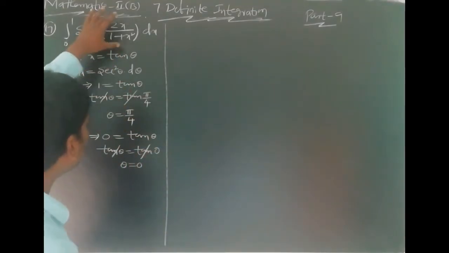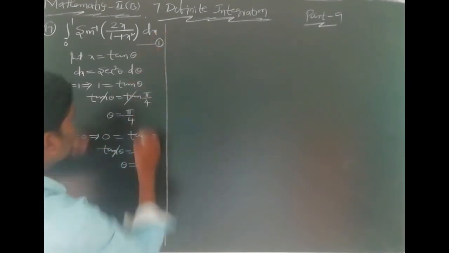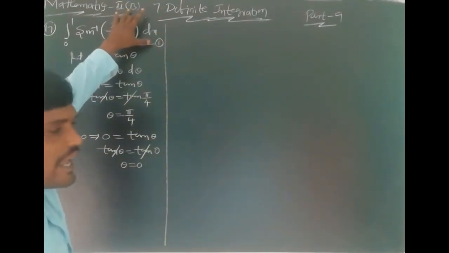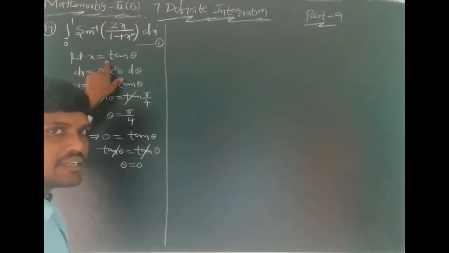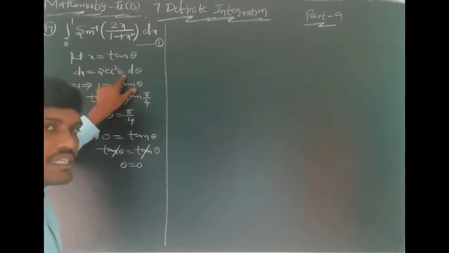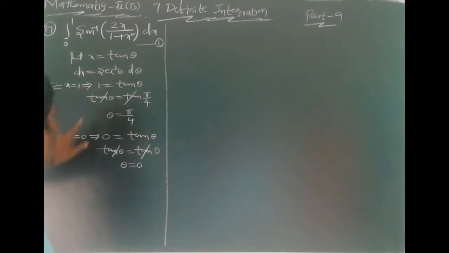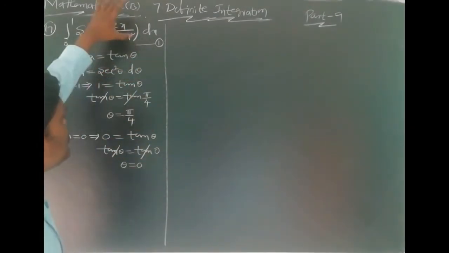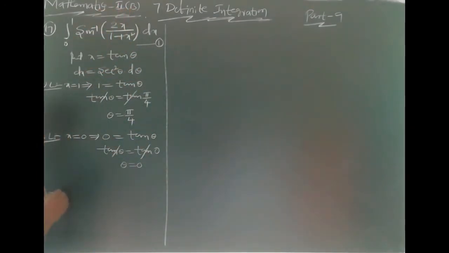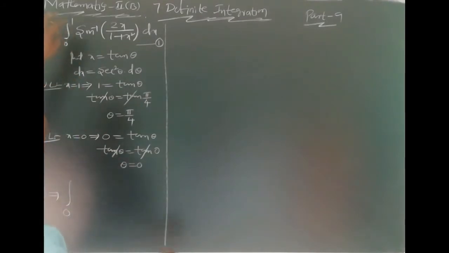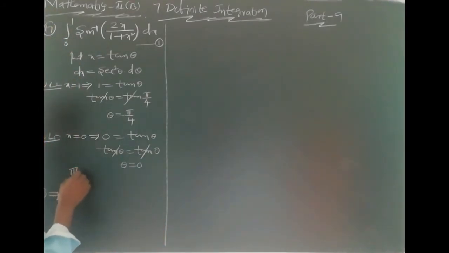Here in this equation, suppose this is 1. In this form, you can write x value is tan theta, dx value is secant square theta d theta. Upper limit is pi by 4, lower limit is 0. Substituted in 1, the integral has lower limit 0 and upper limit pi by 4.